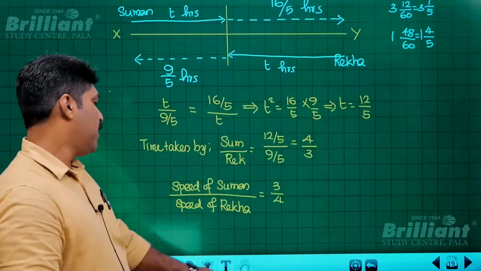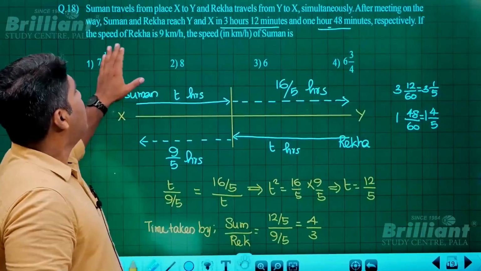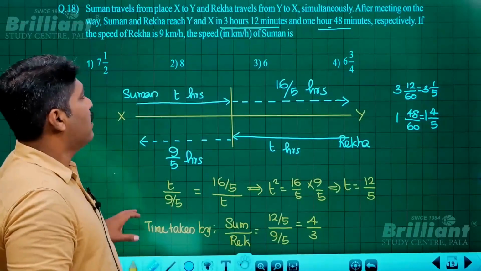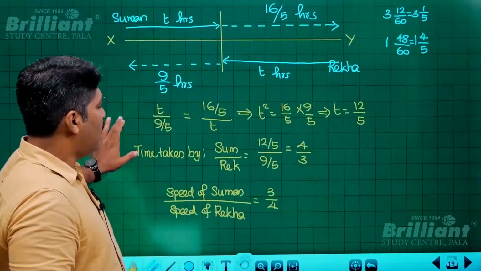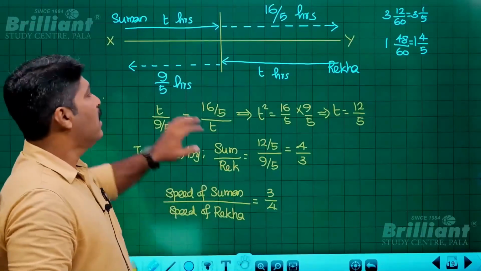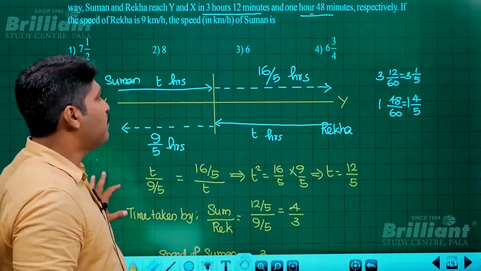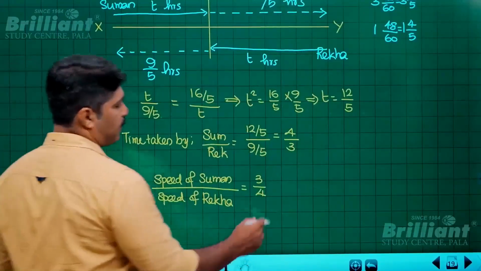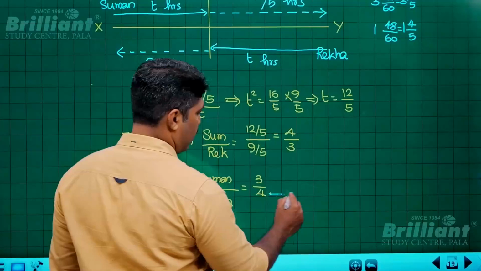So what are they asking in our question? It is given that the speed of Rekha is 9 km/h, and we have to find the speed of Suman. Those values are in the ratio, so the speed of Rekha is represented by 4. It is given that the speed of Rekha is 9 km/h. Then what is the speed of Suman? That's another tricky step of operation. Here the speed of Rekha is 9 km/h.